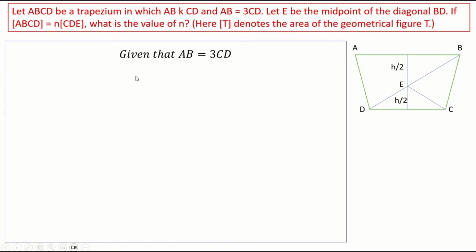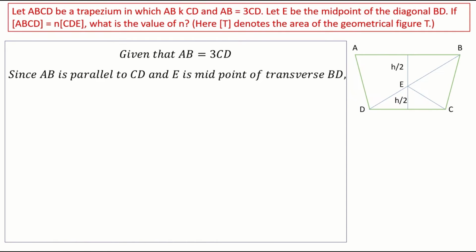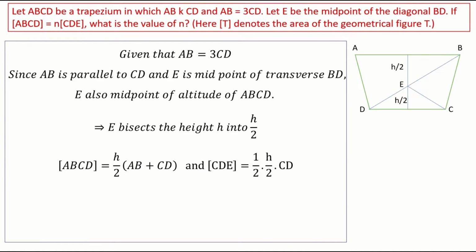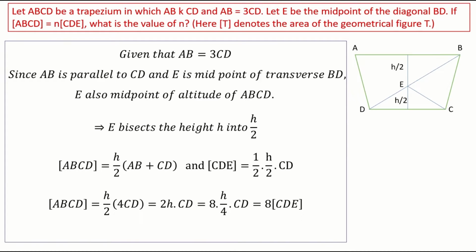Given that AB equals 3 CD, since AB is parallel to CD, E is the midpoint of transversal BD. E is also the midpoint of the altitude, so E bisects the height h into h by 2. Now, the area of the trapezium is h by 2 into (AB plus CD), whereas the area of triangle CDE is half into h by 2 into CD. Now you just replace AB equal to 3 CD, so everything will go into the same variable.